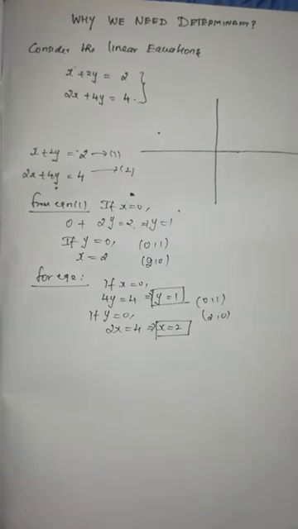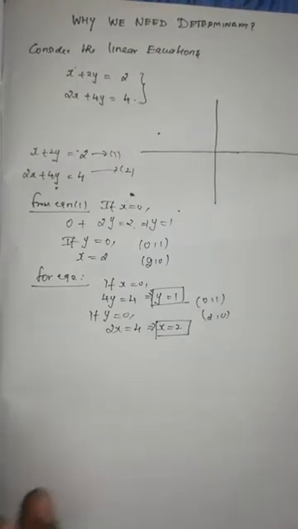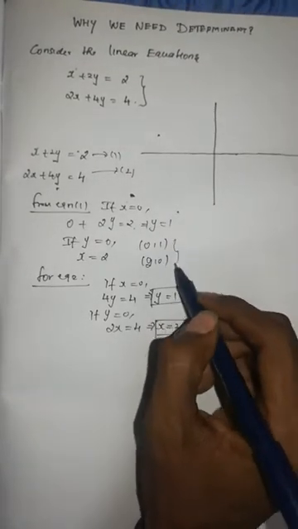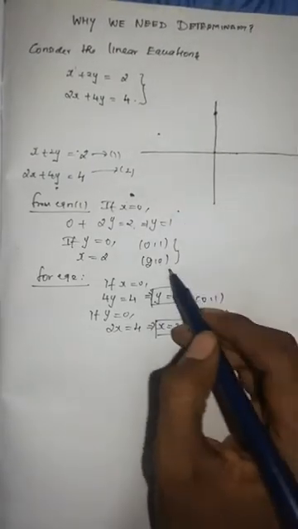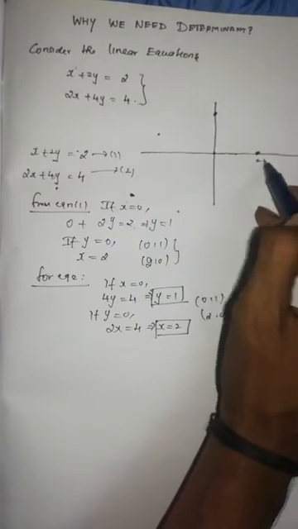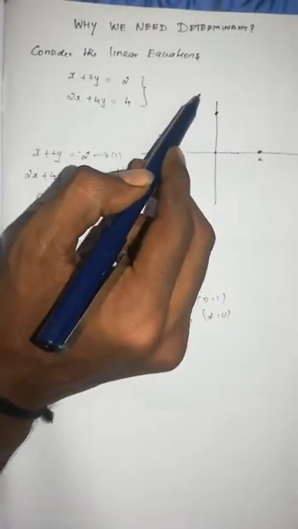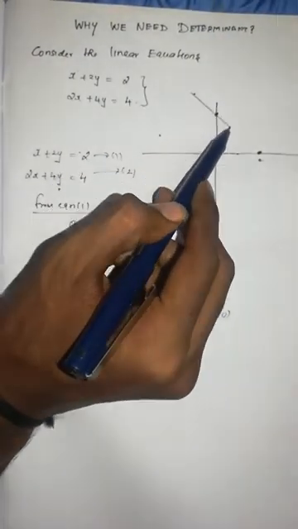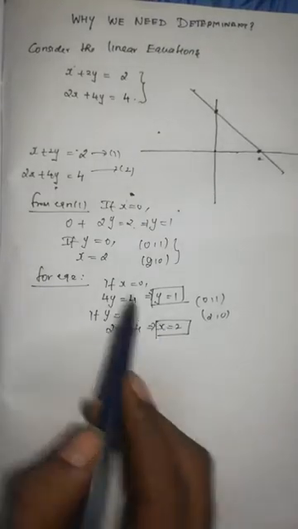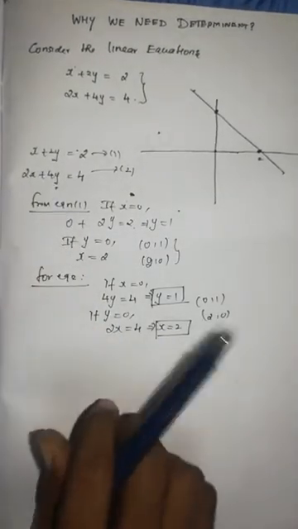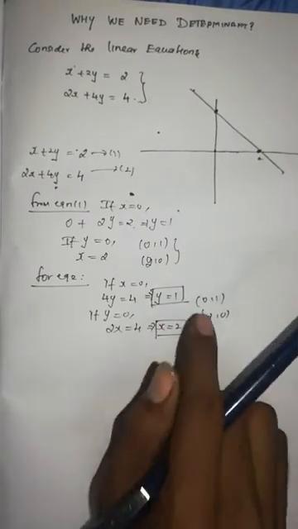Now you plot these points to find the graph. Here is (0, 1), so 0 will be here, 1 will be here, and (2, 0) is somewhere around here. Just mark the points and put a straight line. This is the graph for the first equation, x plus 2y is equal to 2. And again you plot the graph for the second equation, with points (0, 1) and (2, 0), which is again the same.